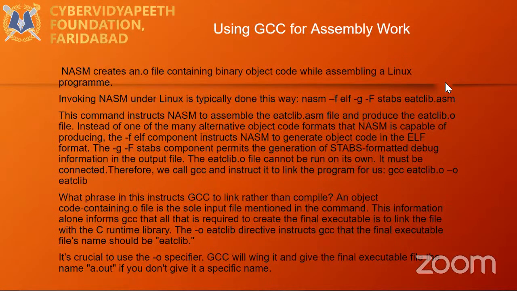The command instructs NASM, the Netwide Assembler, to assemble the assembly language source code file to produce the object file. Instead of one of the many alternative object code formats that NASM is capable of producing, the -f elf component of the command instructs the Netwide Assembler to generate object code in the Executable and Linkable Format, which is supported by Linux and BSD. The -g -F stabs component permits generation of stabs formatted debug information in the output file.